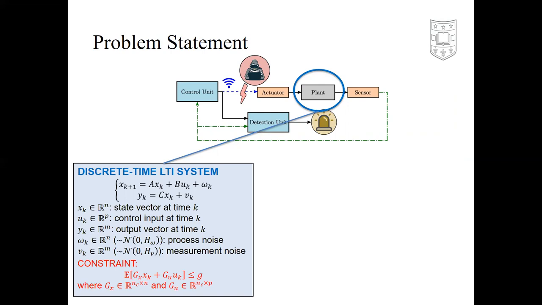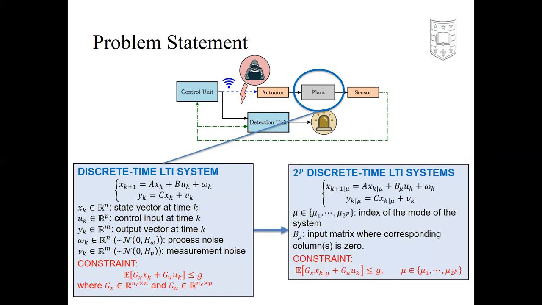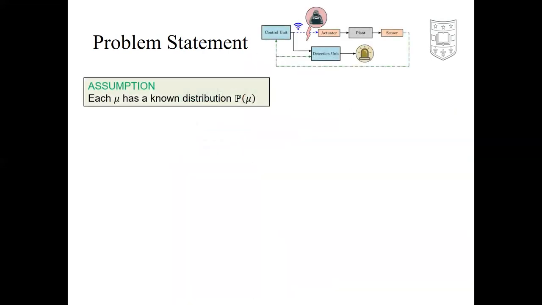So since we have p actuators, it means that we will have 2^p possible attack scenarios. So it means that we have 2^p discrete time LTI systems. Here mu is the index of the mode of the system, and B_mu is the corresponding B matrix. Let's assume that for each mu, we know the probability distribution. Literally, it means that we know the probability of attacking every actuator or any combination of the actuators.